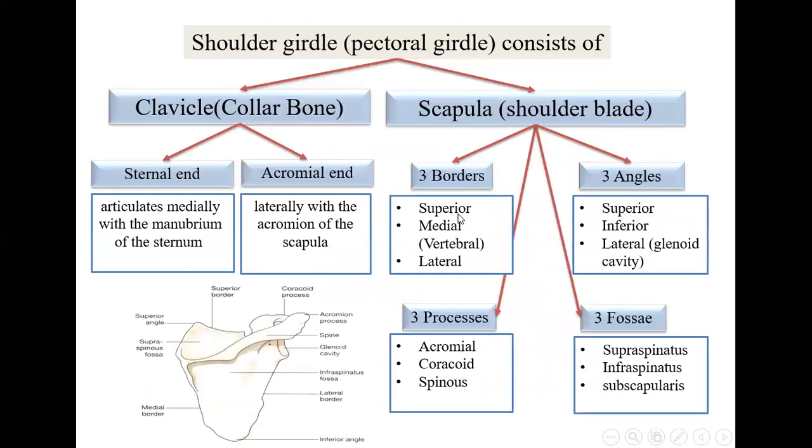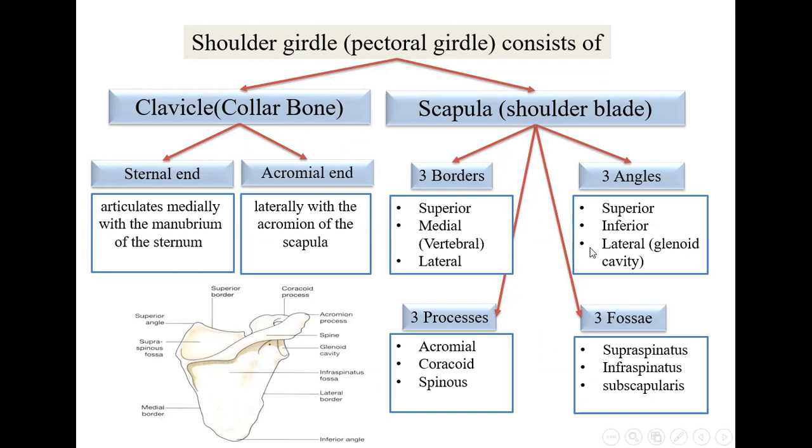Then coming to the scapula, also called the shoulder blade. This is the scapula, which has three borders. The first is the superior border, as you see here. Then we have the medial border, and here we have the lateral border. These are the three borders of the scapula.